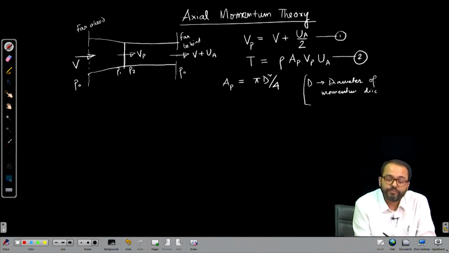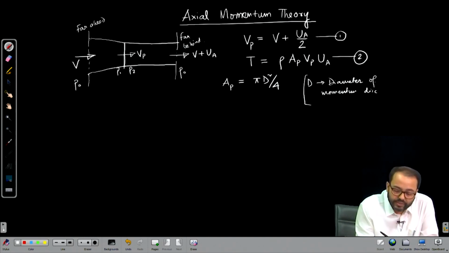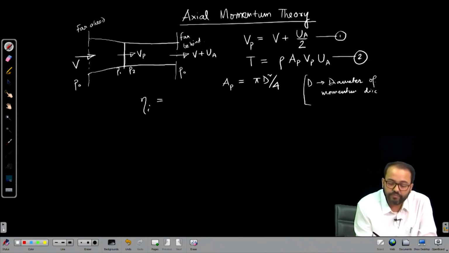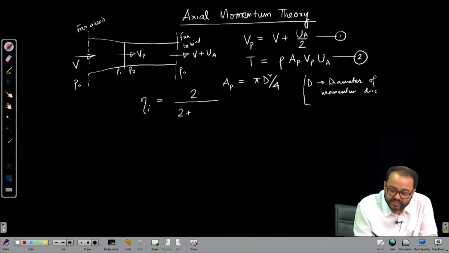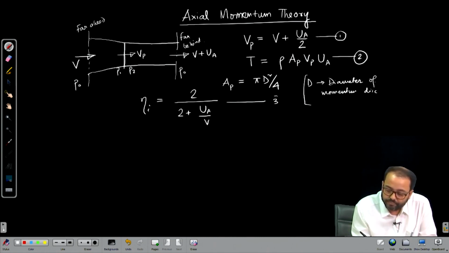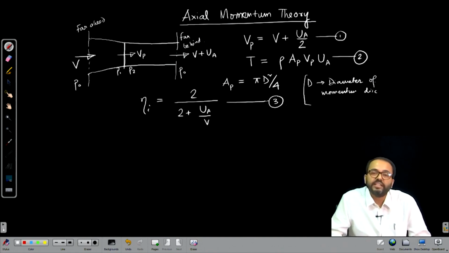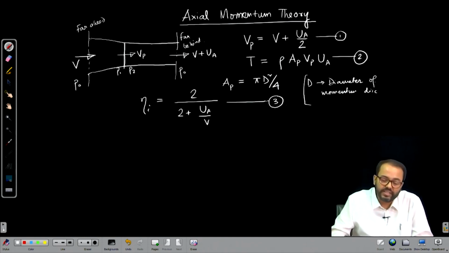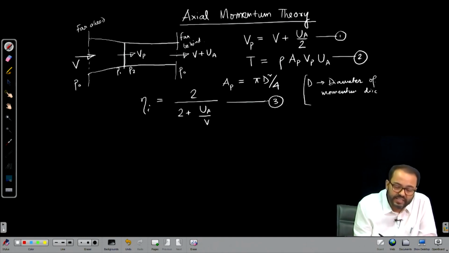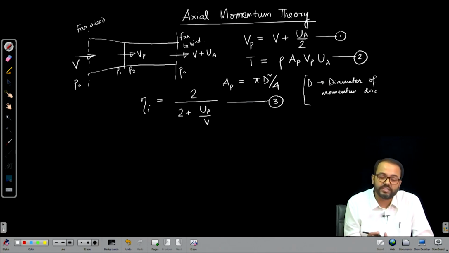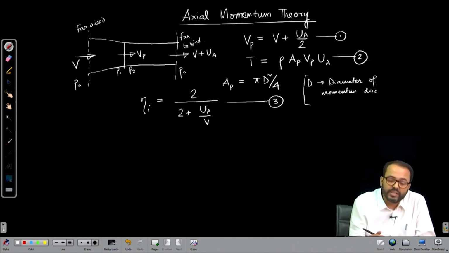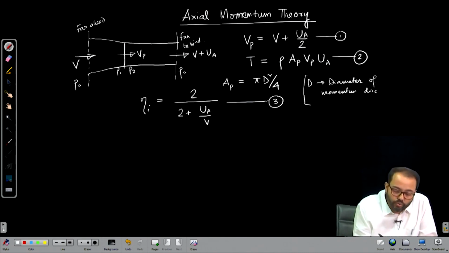Now, next what we will do is, we have also derived the ideal efficiency of the momentum disc system, and it was 2 by 2 plus Ua by V. Next, we will define the term thrust loading coefficient in the context of the axial momentum theory. So, this coefficient is basically non-dimensionalizing the thrust generated by the disc with respect to the parameter half rho A d square, velocity square.